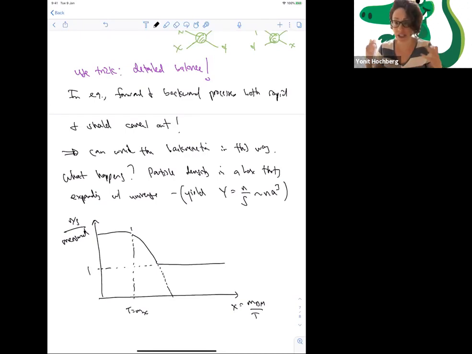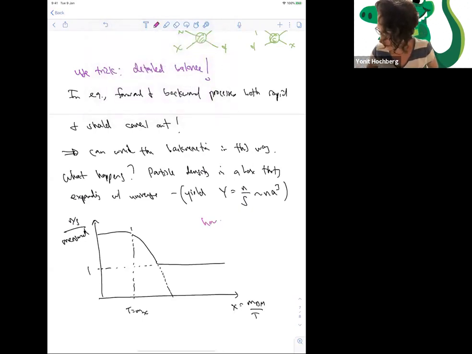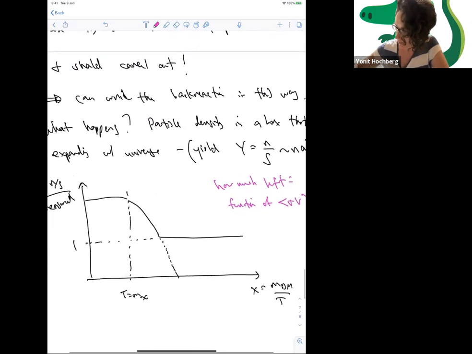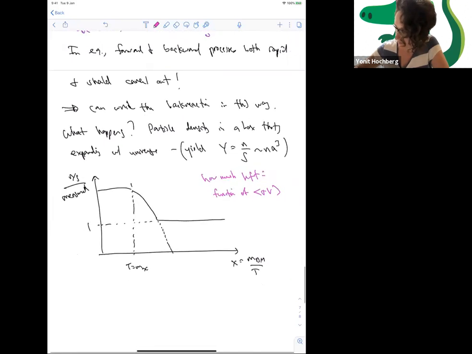How much exactly we're left with is a function of the thermally averaged cross-section, the strength of the interaction. This is the standard picture for freeze-out.